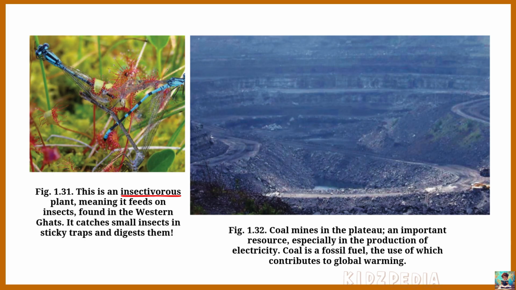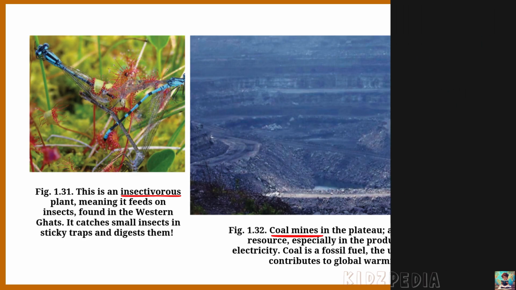Coal is a fossil fuel, the use of which contributes to global warming. So here we can see the coal mines in the plateau region. Coal is an important natural resource and is widely used to produce electricity. Coal is also a fossil fuel, which means it was formed from plants that lived millions of years ago and got buried deep inside the earth. Over time, heat and pressure change them into coal. However, when coal is used, it releases harmful gases that contribute to global warming.